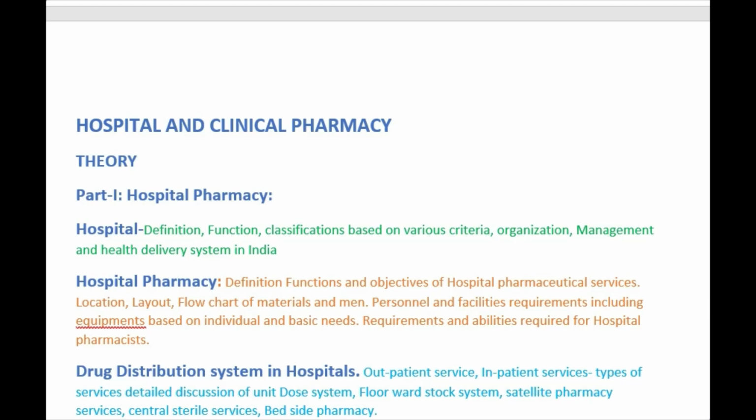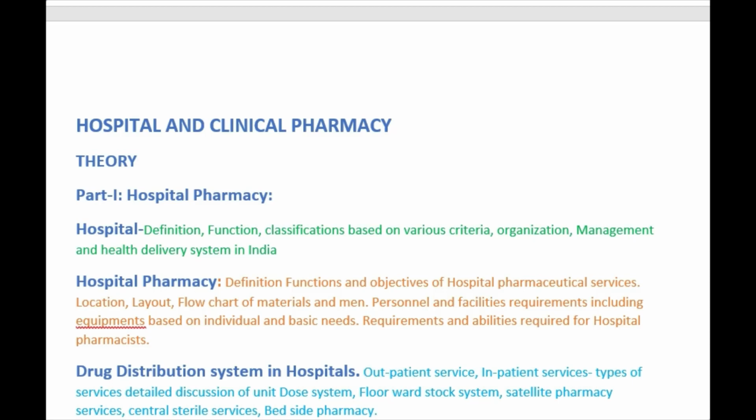Hello friends, let us take a quick review of the syllabus of Diploma Part 2, that is second year. Subject name is Hospital and Clinical Pharmacy. It contains theory and practical. Theory is divided into two parts. First one is hospital pharmacy and second one is clinical pharmacy.